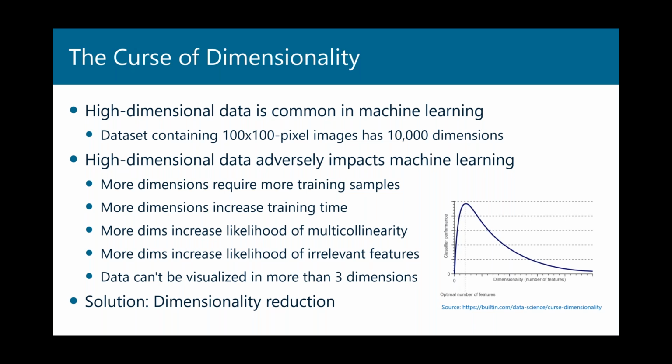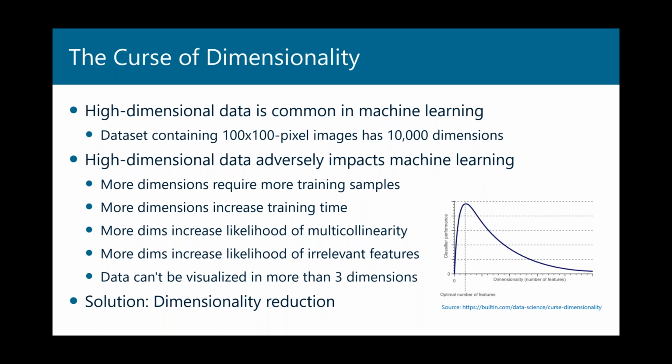The curse is that the more dimensions we have, the harder it is to build a really good machine learning model. For one thing, more dimensions means the model's going to take a lot longer to train. 10,000 dimensions versus 10 dimensions, there will be orders of magnitude difference in the training time required.